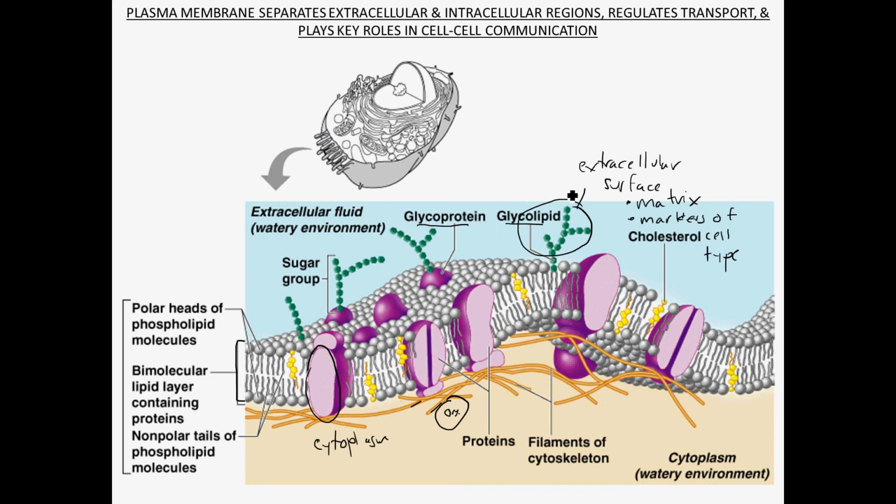Right? This plasma membrane, again, is going to separate extracellular from intracellular regions. It regulates the transport, right, and plays key roles in cell-to-cell communication. So cell-to-cell communication we talked about a little bit down here, and identifying self.